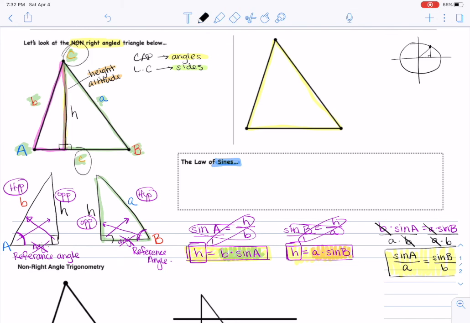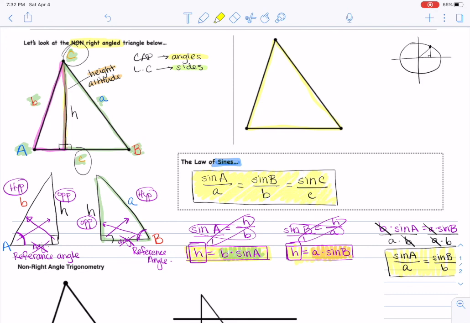So this is the law of sines. It pretty much says this relationship is true for non-right triangles. That's the one that we just did, and I'm going to tag on a very similar fraction for lowercase c and capital C. So this is the law of sines.